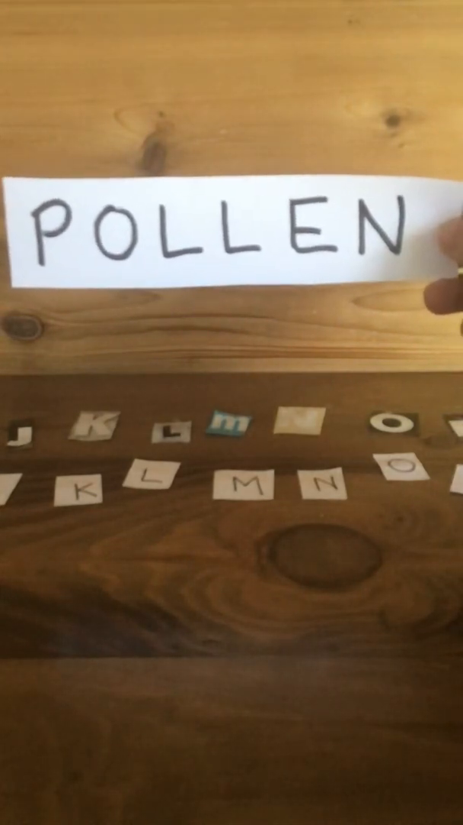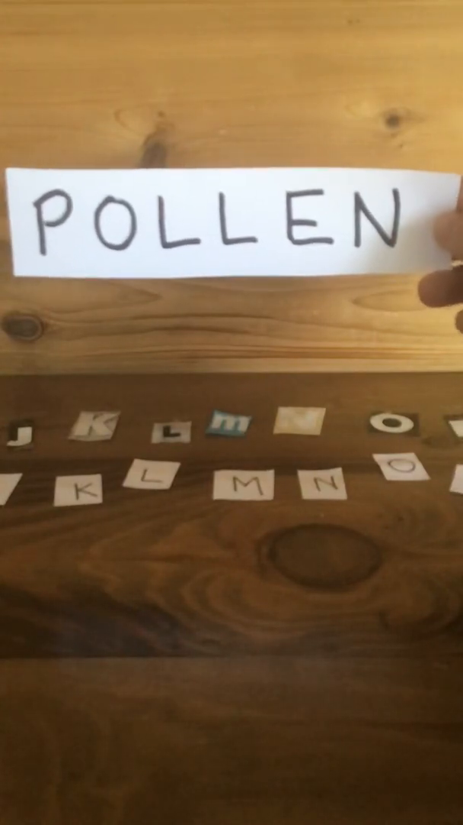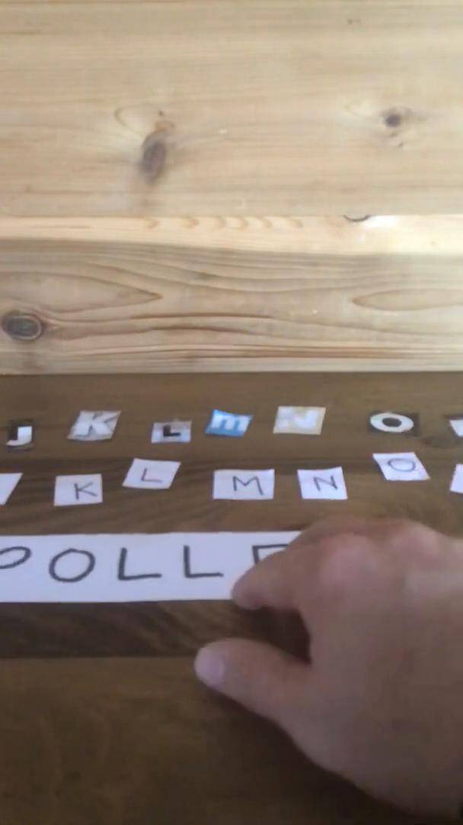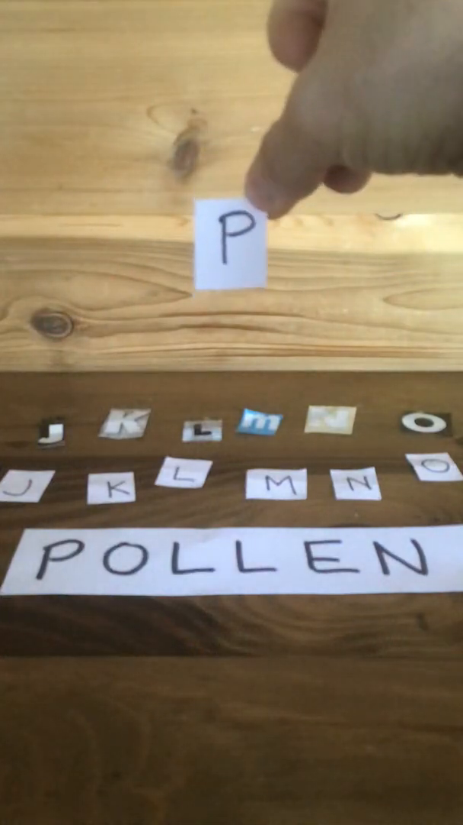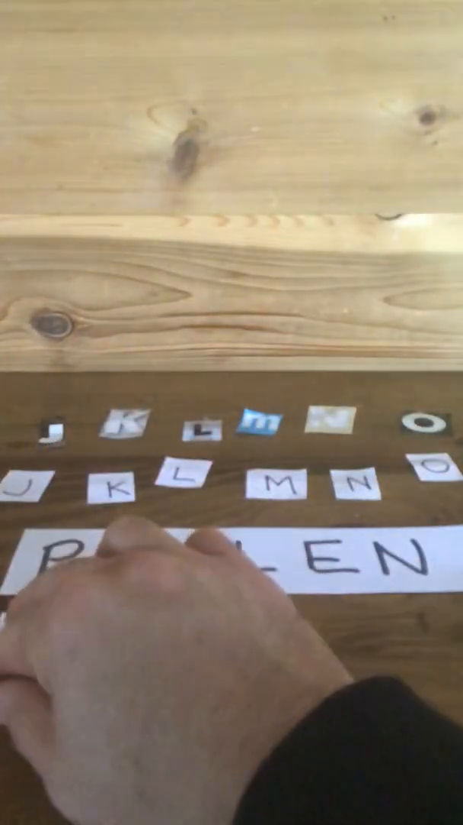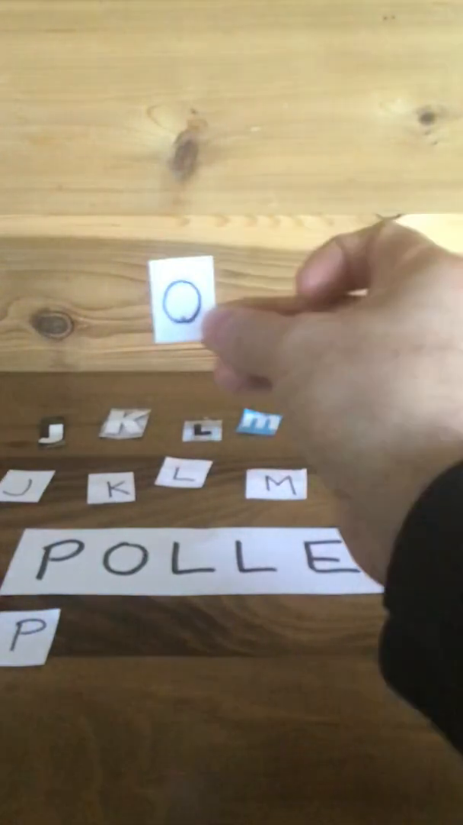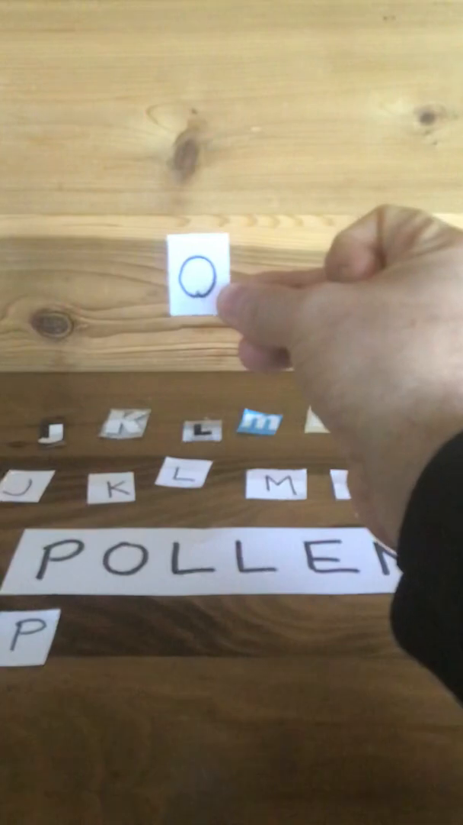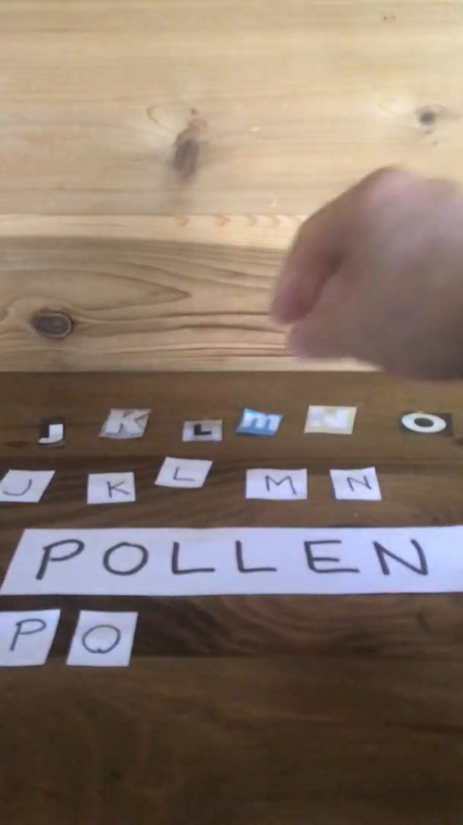And pollen is a sticky, yellowy substance the plant produces that attracts all kinds of birds and insects. Pollen. P is the first letter in the word pollen. So I want you to find your letter P. And this is what the letter P looks like. And right beside the letter P is the letter O. Good. And now I want you to find the letter L.